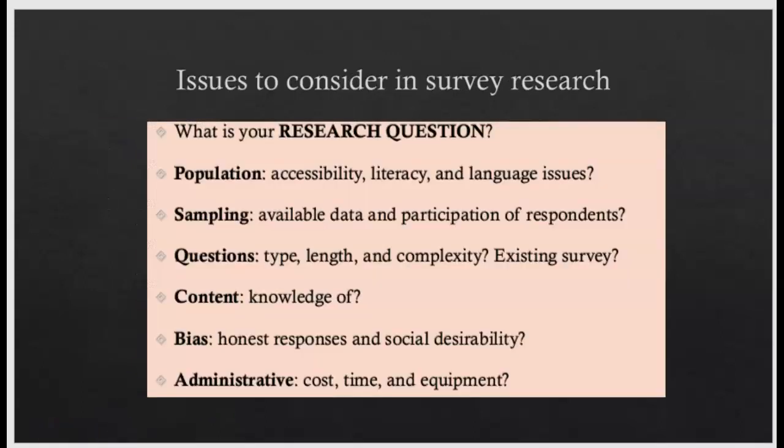Now, with a survey, the idea is that you want to answer your research question or your hypothesis by collecting the data that you need to answer that question. You need to think of the population, their literacy, their language issues, accessibility. You want to make sure that your sampling is representative of the population. Questions, you want to make sure that you're considering the type, the length, complexity. Is there an existing survey already that you could use in this situation? And that's one note I wanted to make here, is that in quantitative research, testing of your instrument is very important.